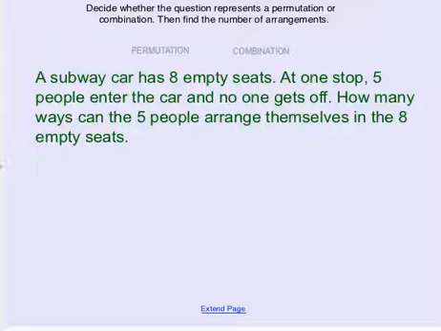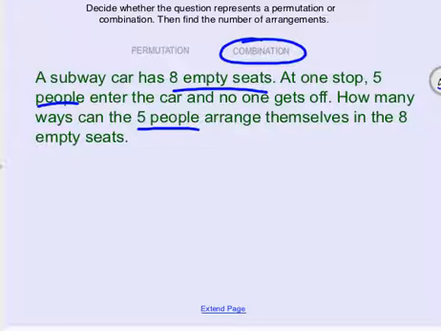So a subway car has 8 empty seats. At one stop, 5 people enter the car, no one gets off. How many ways can the 5 people arrange themselves in the 8 empty seats? Does it say anywhere anything about Bob has to sit next to Amber, or Bob takes up 2 seats? No, it doesn't say anything. Maybe he has a backpack with him, he wants 2 seats, nothing. So the order doesn't matter.